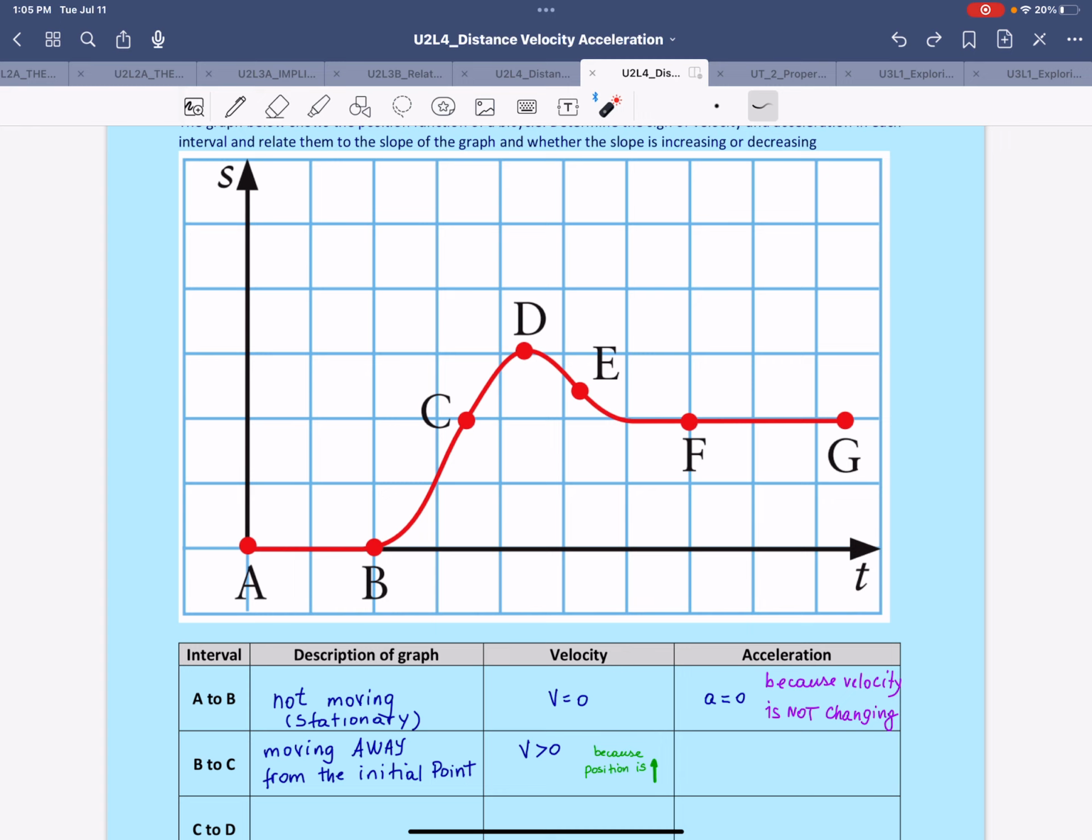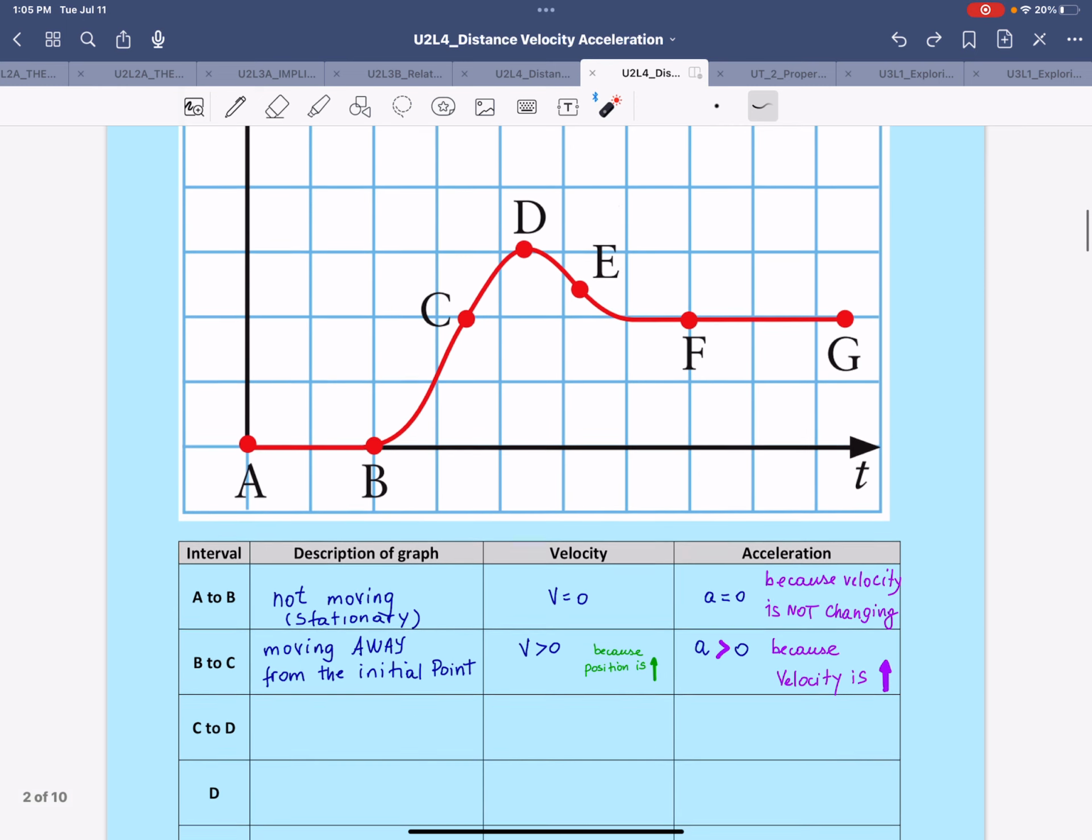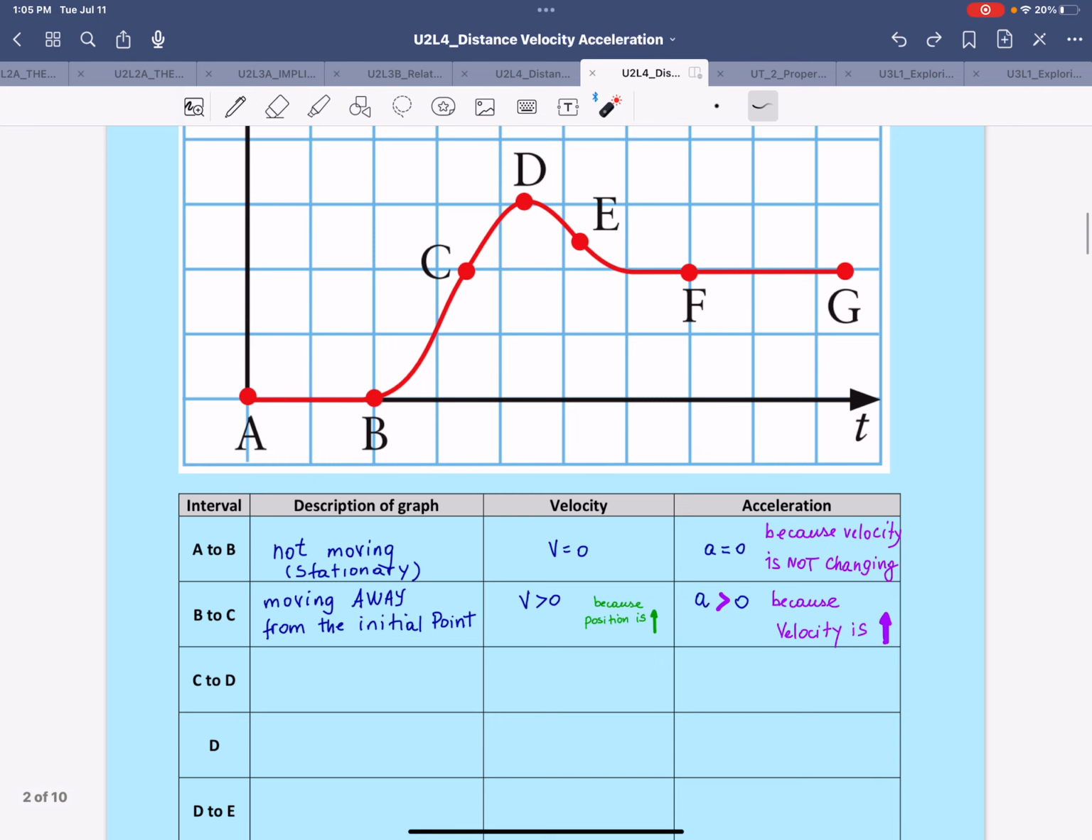Now, let's take a look at the trend in the values of velocity. Velocity was quite low here, and it became more positive and even more positive as it moved towards C. That tells us that the velocity itself is increasing. So the rate of change of velocity is an increasing rate, so it must be positive. So we'll say that the acceleration is positive, and that is because velocity is increasing. I hope that you got the hang of it, because the reasoning for the rest of the intervals is quite similar.